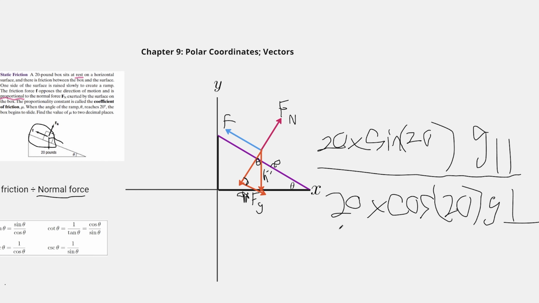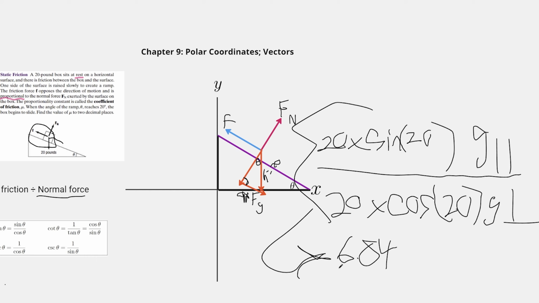Now the values you get here should be 6.84 over 18.79, which would be 0.36 as the coefficient of friction. And this is dimensionless. We just say 0.36.